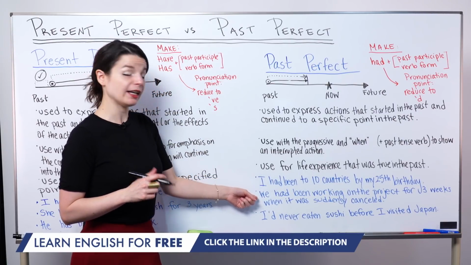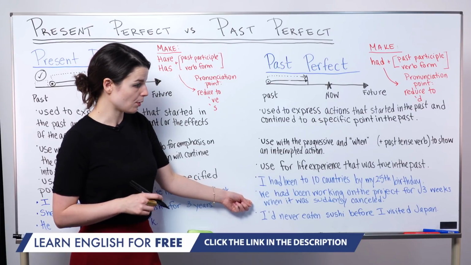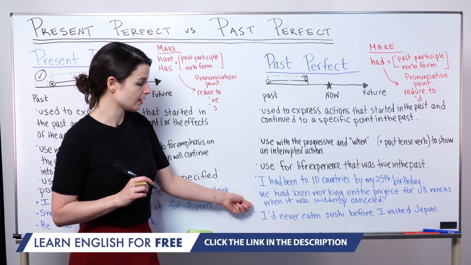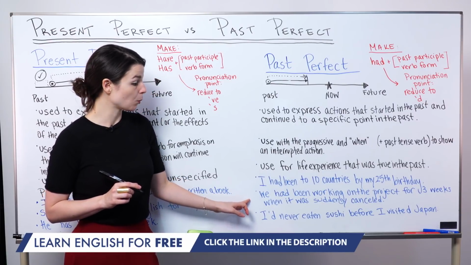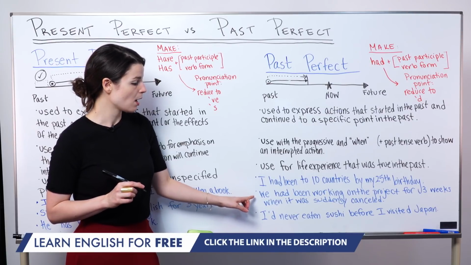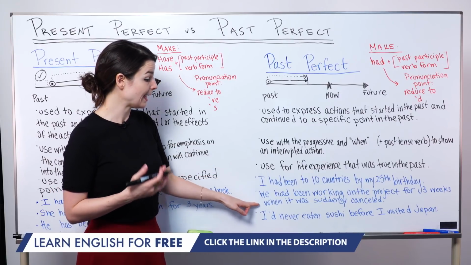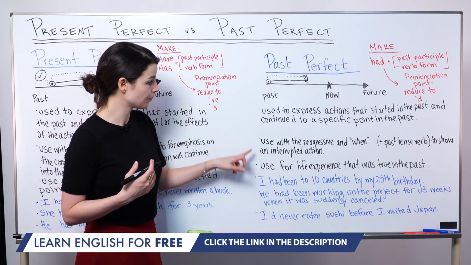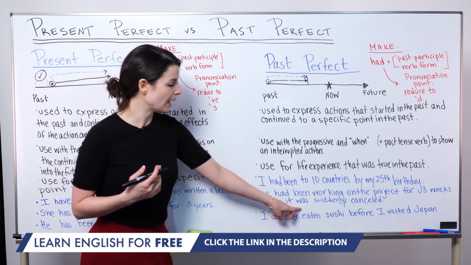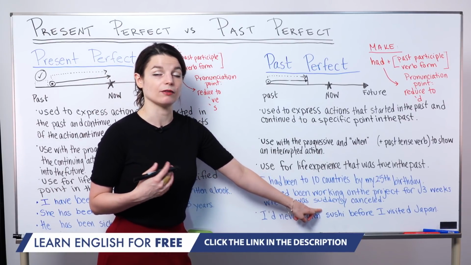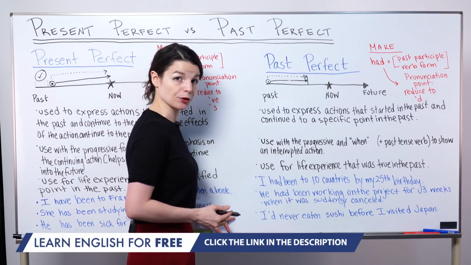Here, an interrupted action. We had been working on the project for 3 weeks when it was suddenly canceled. We had been working on the project for 3 weeks when it was suddenly canceled. So here we see one of the big hint words I mentioned, this when. When comes before a simple past tense statement, in this case passive. It was suddenly canceled.